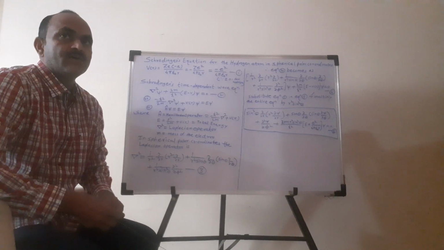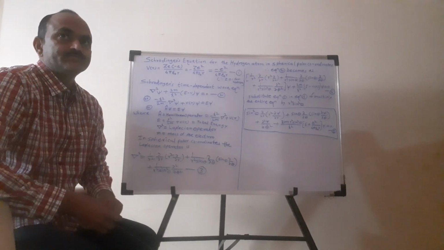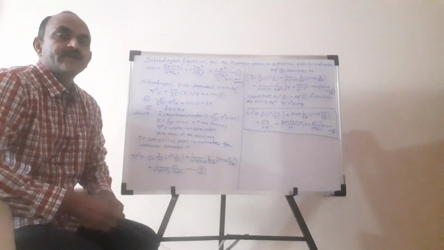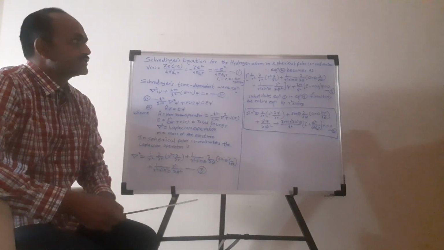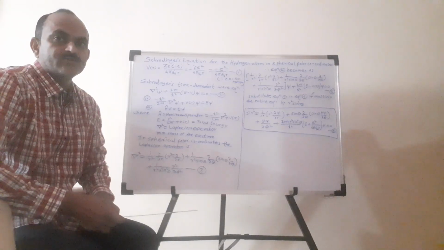So this equation 5 is the partial differential equation for the wave function psi of the electron in the hydrogen atom, and it is called the Schrodinger's equation for the hydrogen atom.